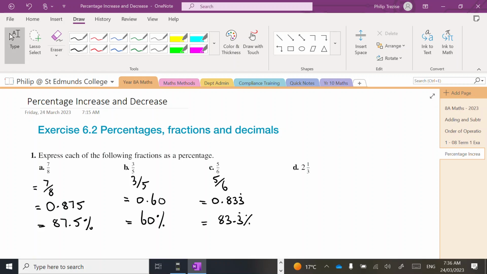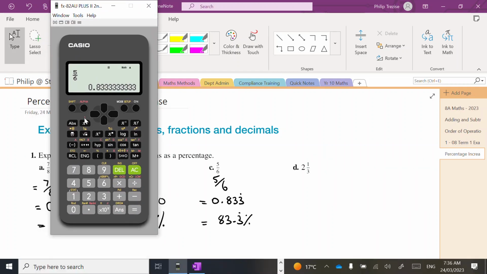Then we have 2 and 1/3. So remember for this one to use the shift button first before you press the fraction key. 2 and 1/3 equals, as a decimal, 2.3 recurring.